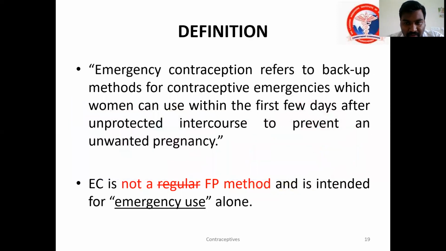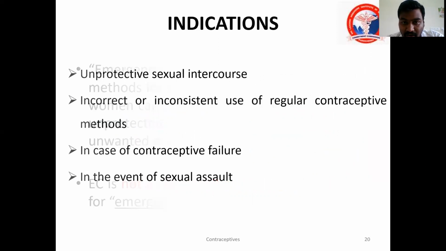The important thing to remember about emergency contraceptive is that it is not a regular family planning method. It should not be advised or suggested on a regular basis or every month. It is an add-on, our backup. When it should be utilized, we can see. On emergency use only, such as when a client has had unprotected sexual intercourse.